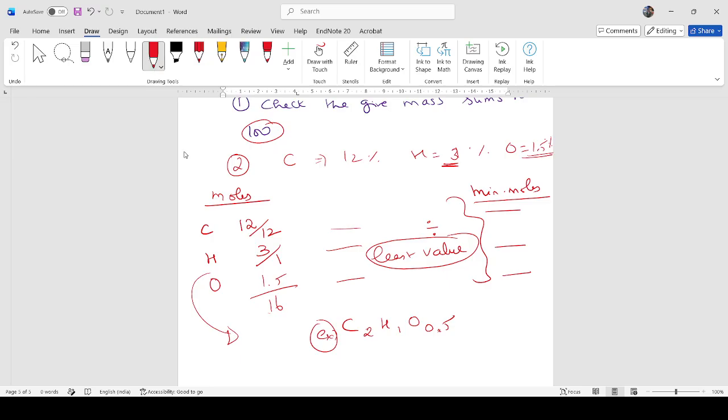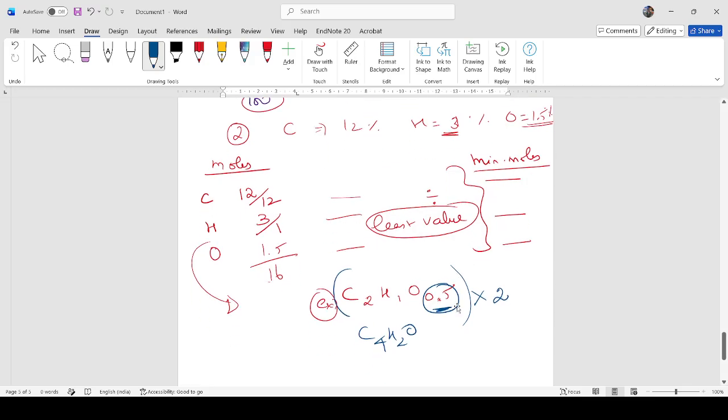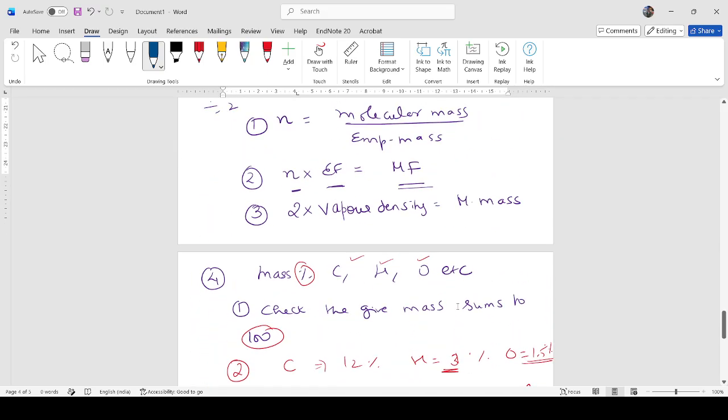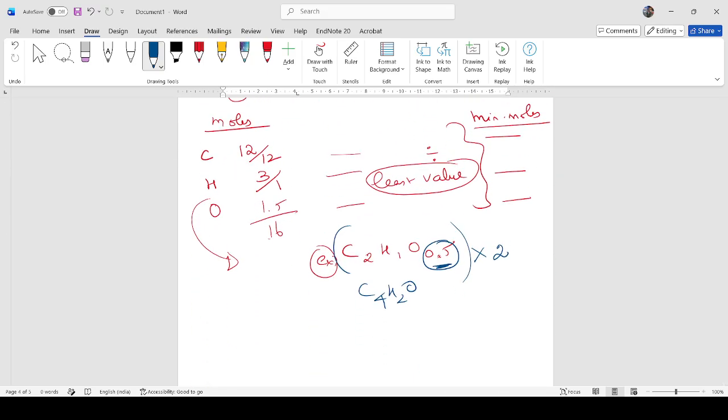In that case, what will you do? You have to multiply it by some number so that this becomes a whole number. I know 0.5 into 2 will become 1. So I will just multiply throughout by this 2. C4H2O. That is the formula of this compound. Got it? This is how you calculate the empirical formula of this compound. So what you get here right now is the empirical formula.